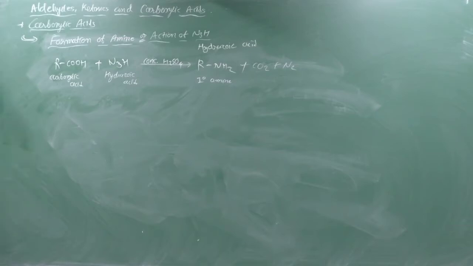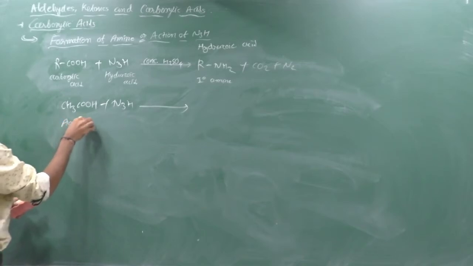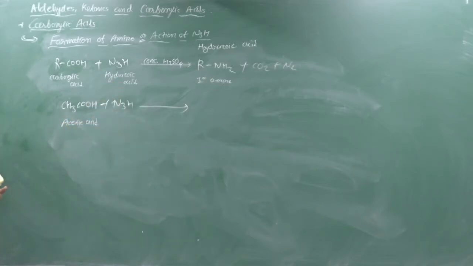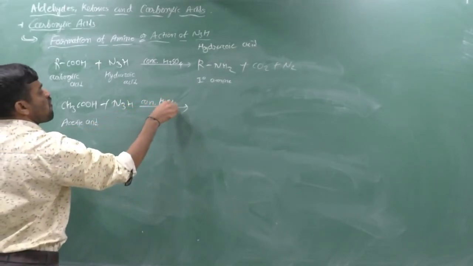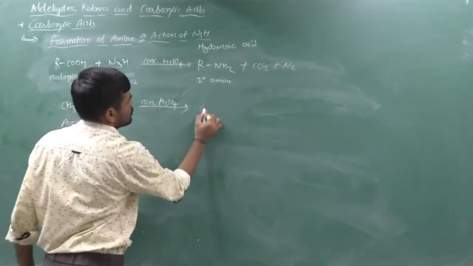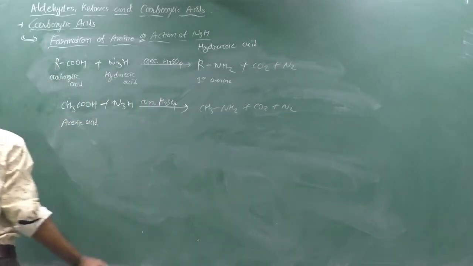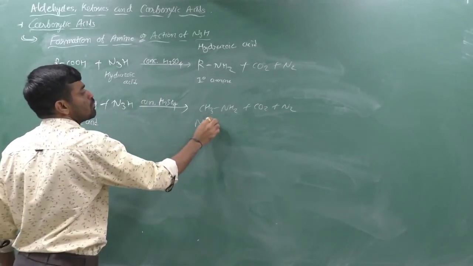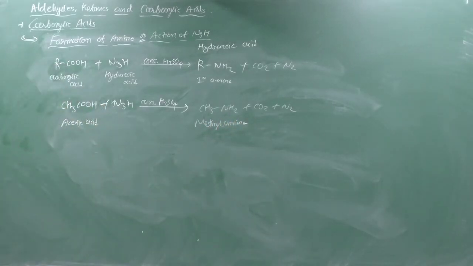Next, take the example CH3COOH, acetic acid, when treated with N3H, hydrazoic acid, in the presence of concentrated H2SO4. We get CH3NH2 plus CO2 plus N2. What is the name? Methylamine. I think you will be clear about that. And this particular reaction is called the Schmidt reaction.